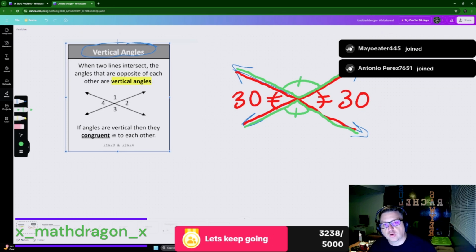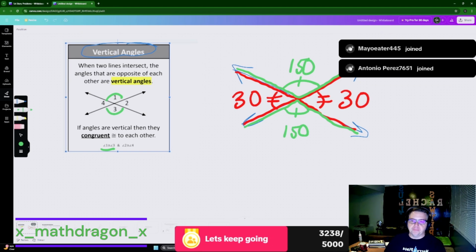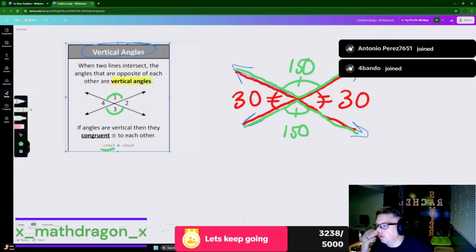So angles across from each other are what we define as vertical angles. You can see 1 is congruent to 3, and 2 is congruent to 4. And then this would be 150 degrees, and this would be 150 degrees. Okay? So when two lines intersect, the angles opposite of each other, the ones across from each other, are called vertical angles, and vertical angles are congruent to each other.